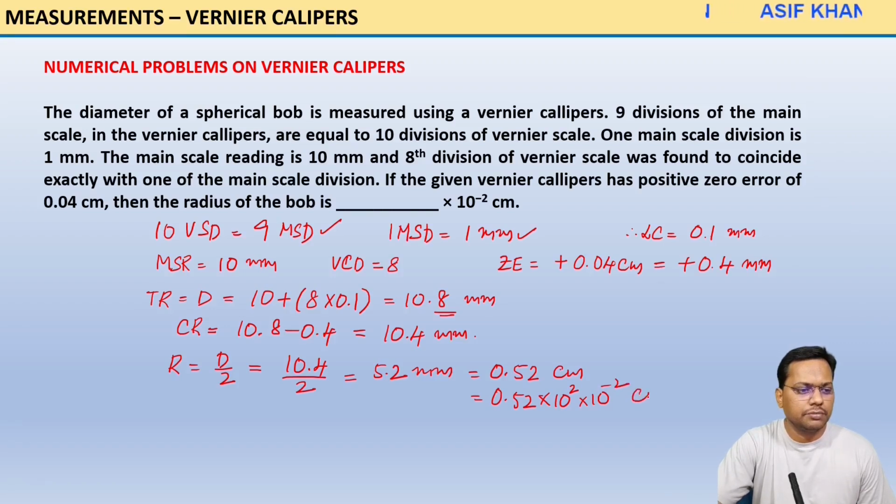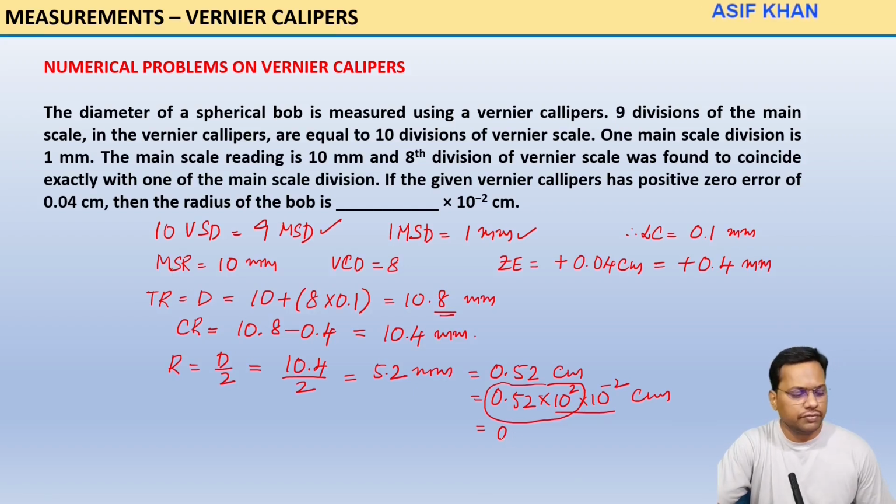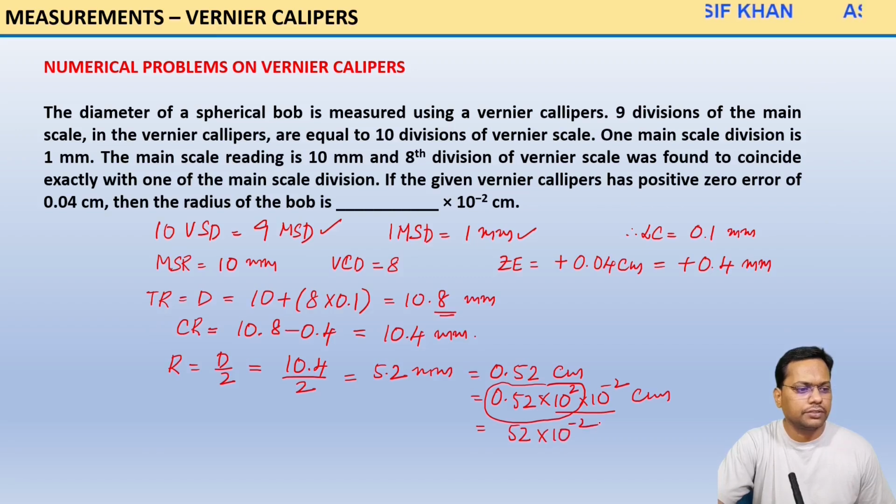That will be in terms of centimeters, because here 10 power 2 into 10 power minus 2, this value gives 1. Therefore, now we need to combine these two. That is 0.52 into 10 power 2, that is 52. 52 into 10 power minus 2 centimeters. Therefore, the value we need to write here is 52.